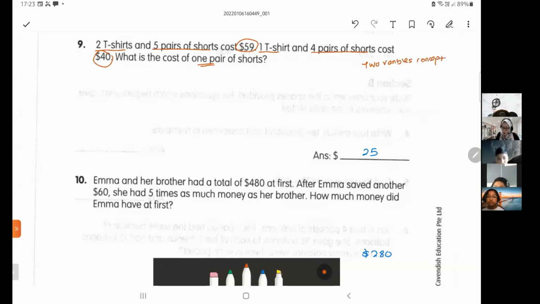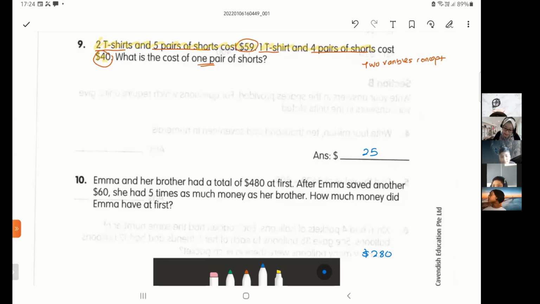Okay, why is that so? Because I'm given 2 different amounts, right? The first one, 2 t-shirt, 5 shorts, $59. The next one, 1 t-shirt, 4 shorts, $40. 2 different sets of information here. 2 different values given, but different number of items.